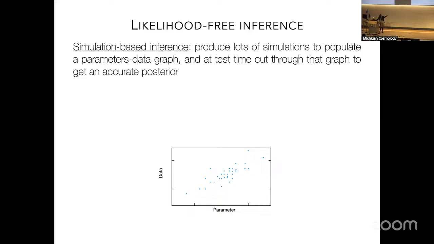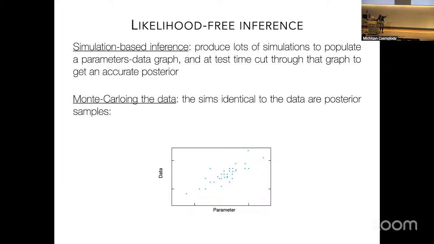Using this, I can just Monte Carlo the data. Basically, all the sims that match exactly my observation, with the noise and everything, are samples from my true posterior. So if I have an observation here, and I get all the points that fall exactly on my data, because I'm simulating my noise as well, and I collect those in a distribution, these are posterior samples. It's called Monte Carlo inference.